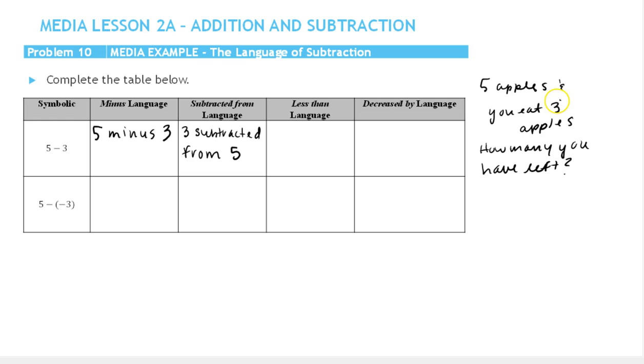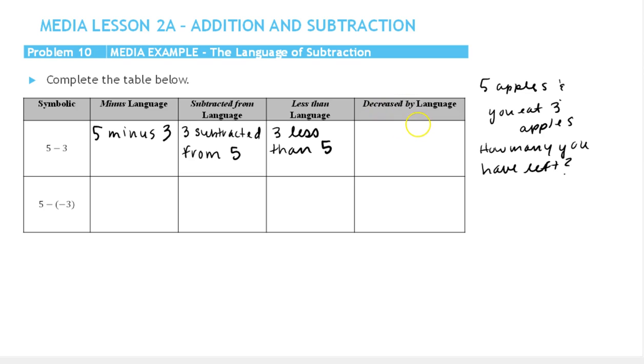Now let's look at less than language. So you would have 3 apples less than 5 apples if you were to write this using less than. So this is 3 less than 5. So notice in both of these situations, subtracted from and less than language, the numbers are actually reversed in the corresponding phrase than the symbolic language. And it makes a difference. So 5 less than 3 is definitely different than 3 less than 5.